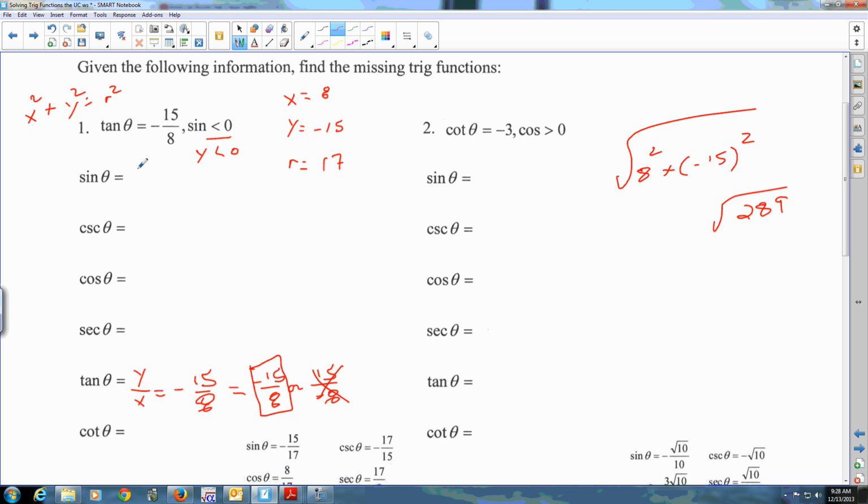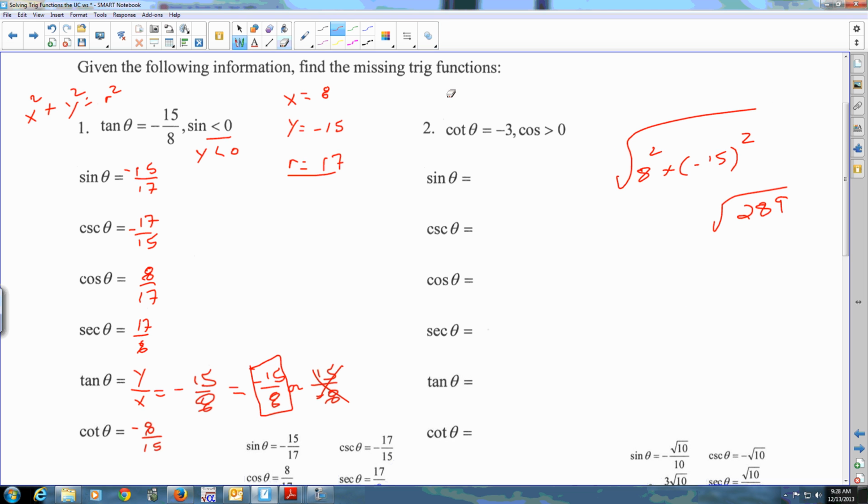Sine, if you're not on the unit circle, because you're not, because your radius is 17, is y over your radius. Cosecant is going to be the reciprocal, 17 over 15. Oops, the y is negative. I apologize. I didn't put the negative there. Okay, negative 15. Cosine is your x over your radius, so 8/17. Secant then is going to be 17/8. And cotangent's reciprocal, so it's going to be negative 8/15. Okay? I've typed the answers to go with it.